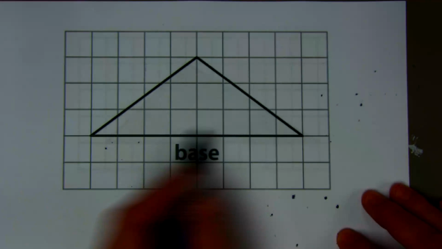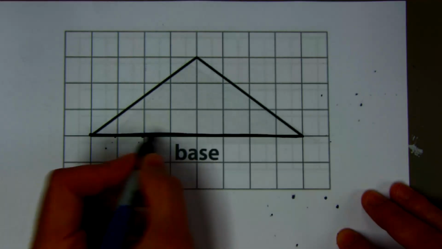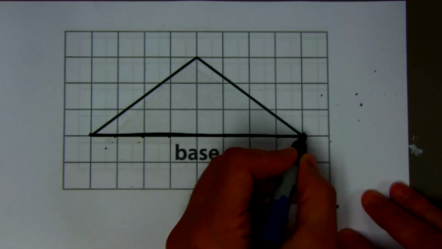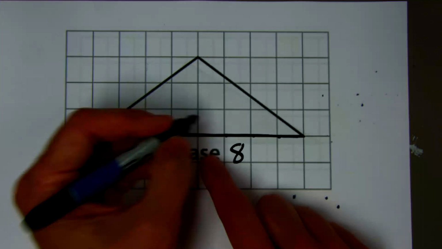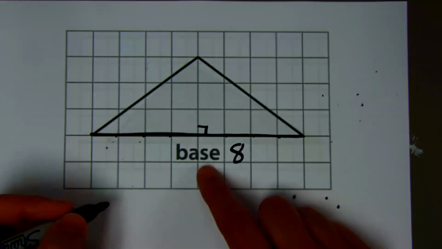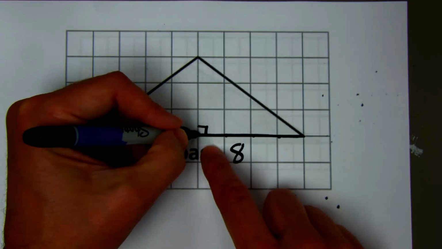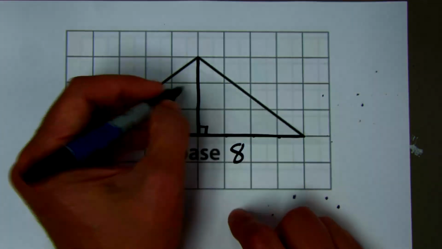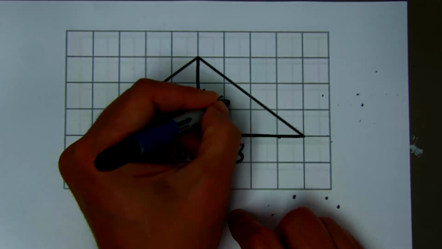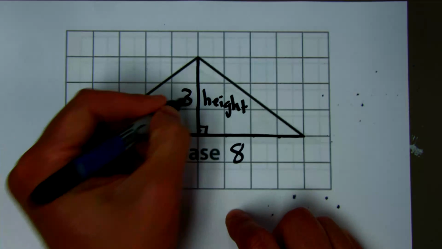Here I have the base labeled here. This is 1, 2, 3, 4, 5, 6, 7, 8 units here. And then the height is perpendicular to the base, just like when we found the surface area of parallelograms. So if this is the base, perpendicular would be a right angle all the way up to there. So this would be the height. Here the height is 1, 2, 3 units.